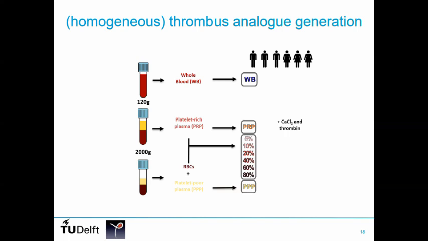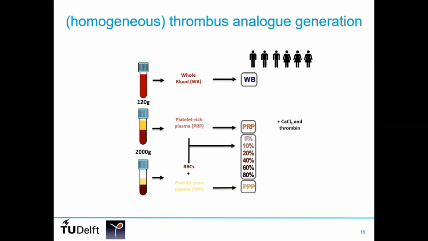You can very easily create whole blood thrombi just by taking the blood in citrated tubes, transferring it to another tube, adding calcium and thrombin, and then within half an hour you've got a thrombus. Of course, you want to play with the composition a bit, so that's what we did.